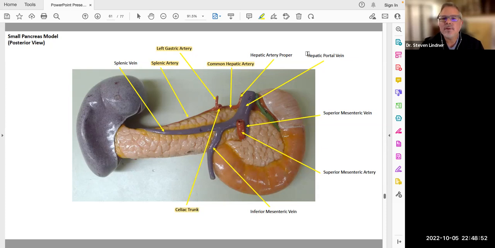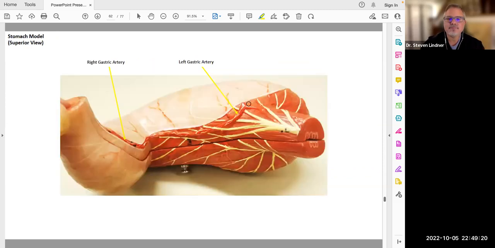Okay. Here's the hepatic portal vein. The hepatic portal vein has contributions from the splenic vein, the inferior mesenteric vein, superior mesenteric vein. Those all lead into the hepatic portal, right? Because it's bringing all the nutrients and blood from pretty much the entire GI tract. Here is the stomach. We're looking at the lesser curvature of the stomach, and this is where the left gastric artery and the right gastric artery come together to complete the circulation on the lesser curvature side.